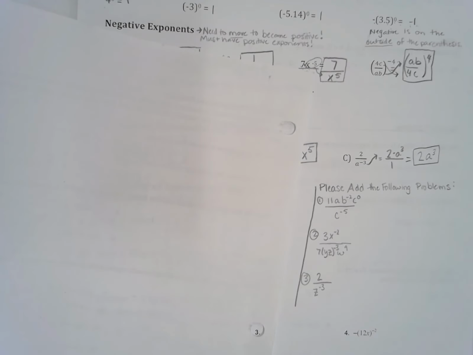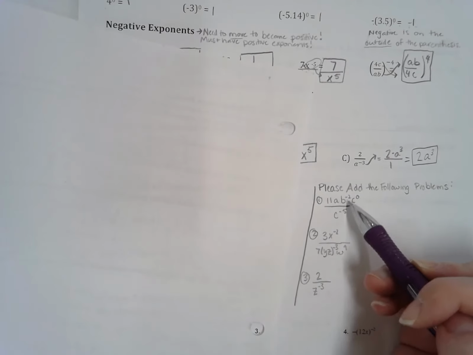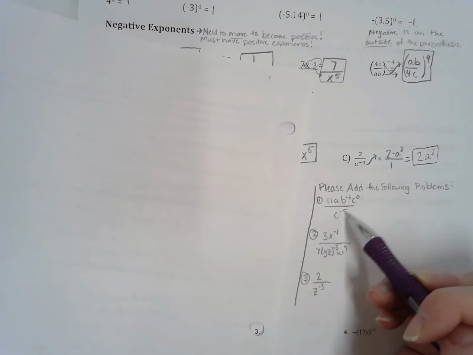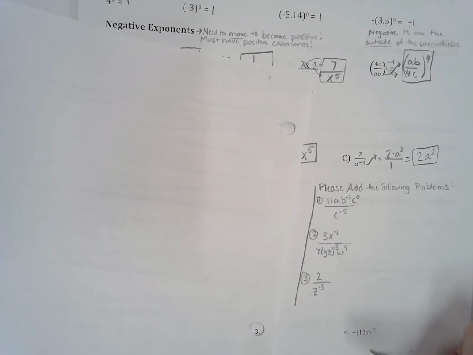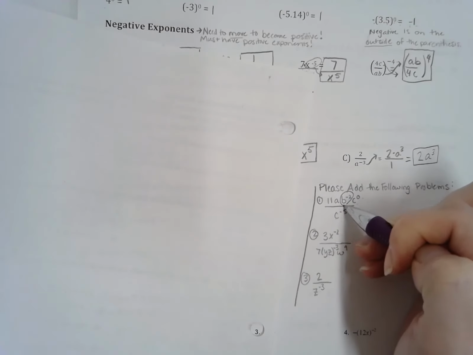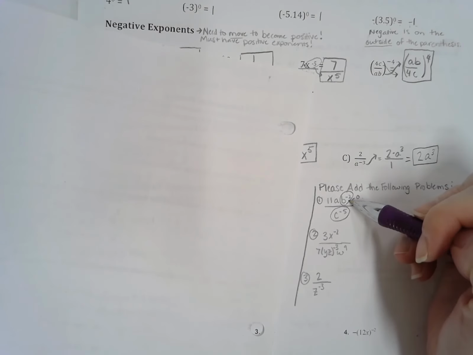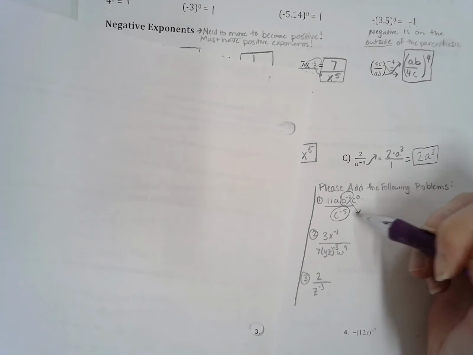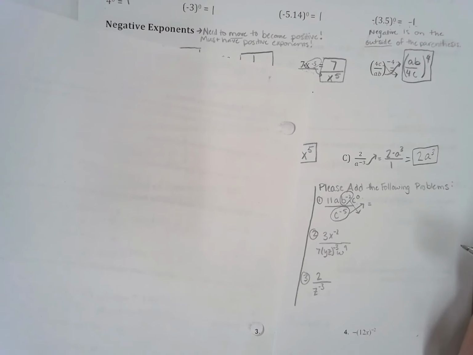So for number 1, we have 11a b to the second c to the 0 divided by c to the negative fifth. So I'm going to circle the parts that have the negative exponents on them, and I'm going to move them. So b to the second is going to move to the bottom, and c to the negative fifth is going to move to the top. Everything else stays where it's at.